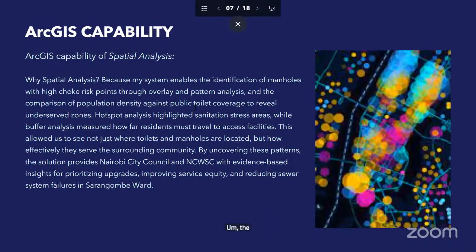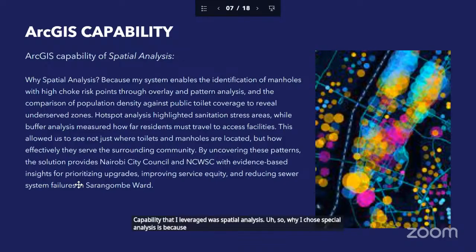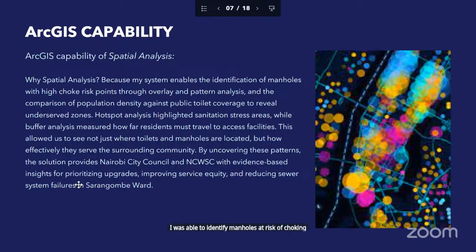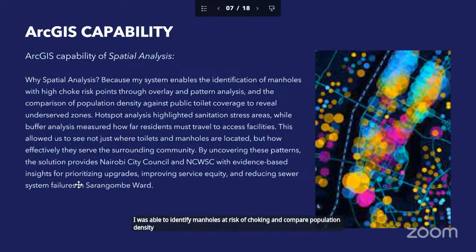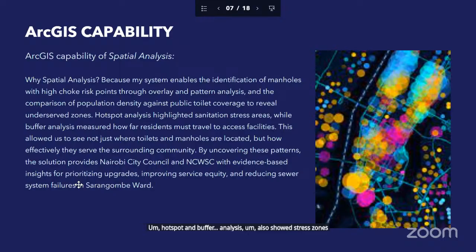The ArcGIS capability that I leveraged was spatial analysis. I chose spatial analysis because with it, I was able to identify manholes at risk of choking and compare population density with the toilet coverage available to highlight underserved areas. Hotspot and buffer analysis also showed stress zones and how far residents must travel for facilities. This helps us see not just where infrastructure exists, but how well it actually serves people.